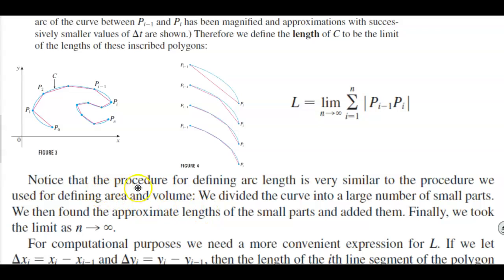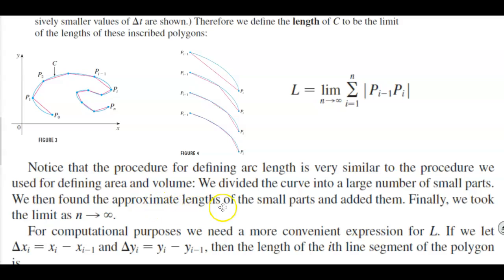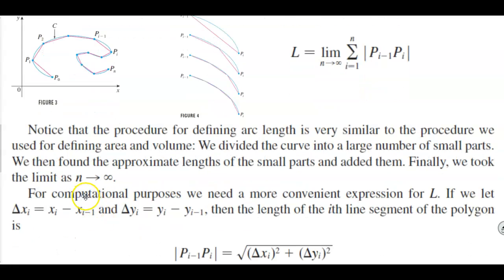Notice that the procedure for defining arc length is very similar to the procedure we used for defining area and volume. We divided the curve into a large number of small parts, and we then found the approximate lengths of the small parts and added them. And then finally, we took the limit as n approaches infinity. Now for computational purposes, we need a more convenient expression for L.